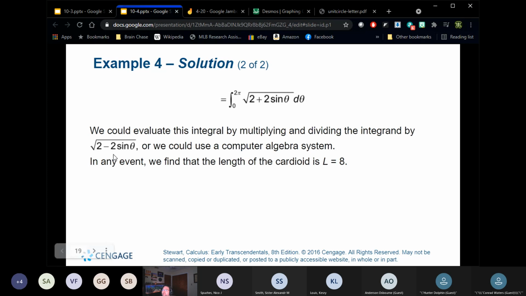So you're multiplying by the square root of 2 minus 2 sine theta, and you'll end up with something that you actually can integrate. It's a long and drawn out process, so we're not going to do it right now. But if you solve this out, or we could use a calculator to actually get the answer, the length of the cardioid is 8. Don't worry, we'll actually do one that's a little easier to calculate so you can actually see one done.